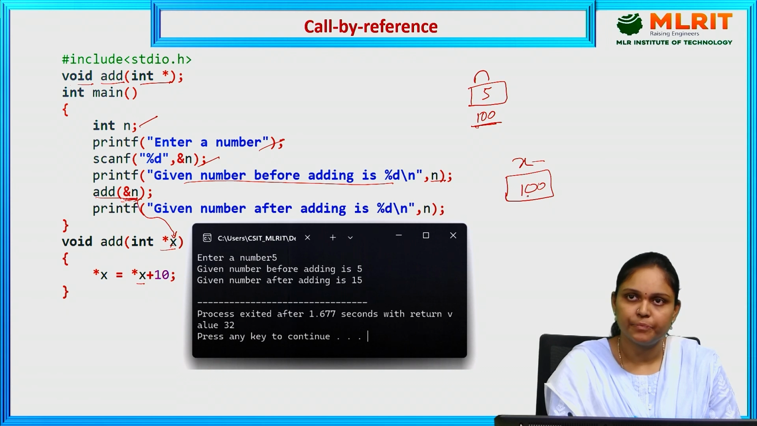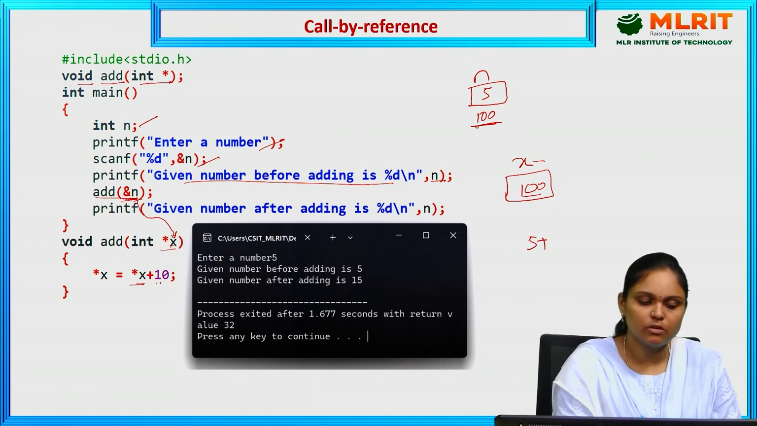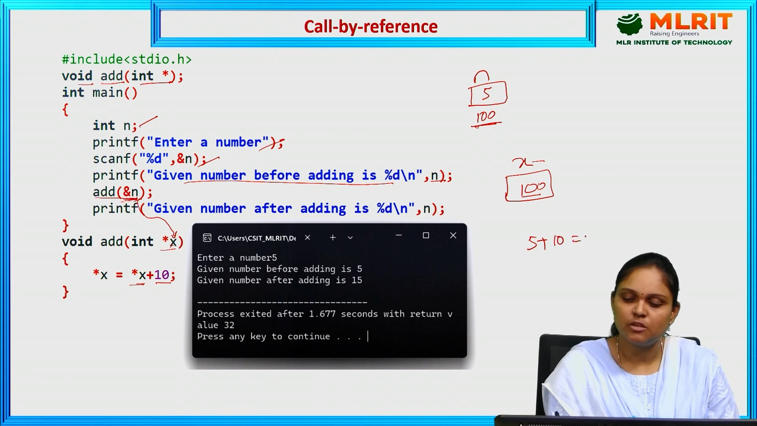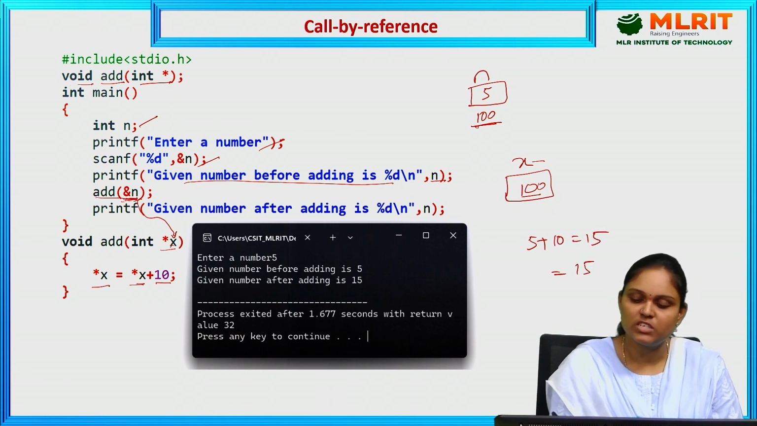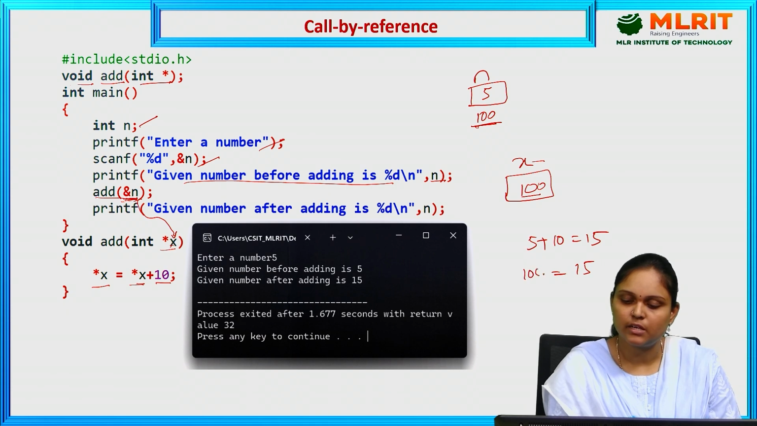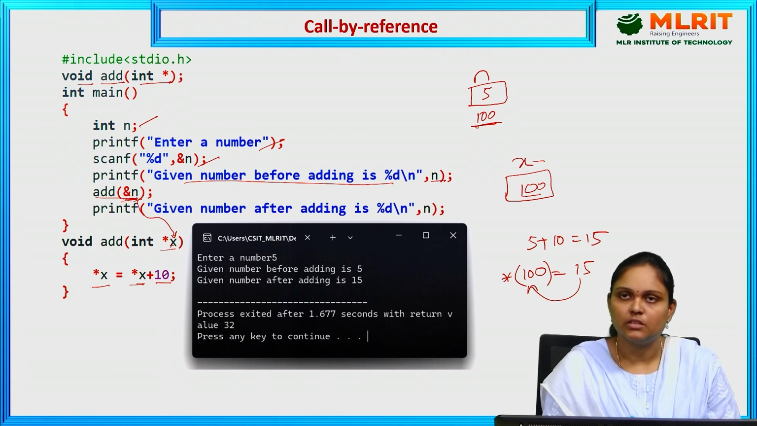And then next, if you see here, star x, which means by using this x value, which is 100, with this star we get the value that is present in the 100 location. The value present in the 100 location is 5. So 5 plus 10 equals 15. This 15 we are assigning to star x, which means the x value is 100, and before x we have a star. So the 15 will be assigned to that 100 address location.